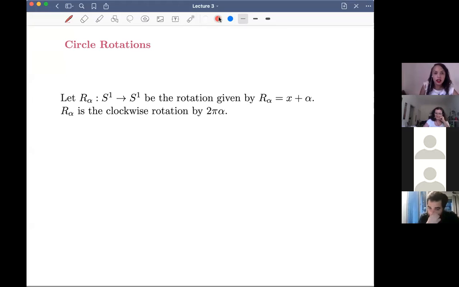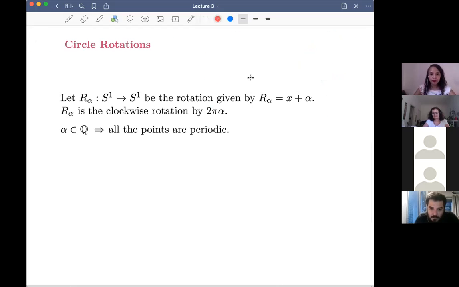So you have your circle. Let's see if I can do a drawing. You have your circle, choose a point, and then you rotate it by the angle 2 pi alpha. All right. So we have some dynamical information about it. It's not so hard to see, at least the first one. This is a family of maps. For each alpha, you have a different map.